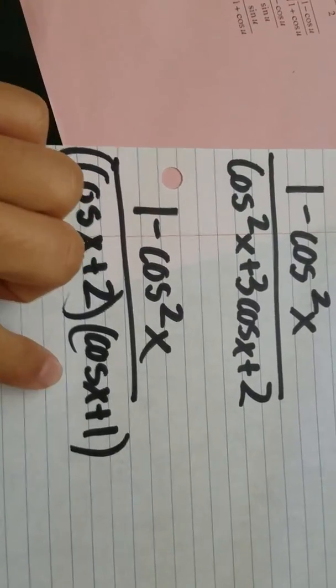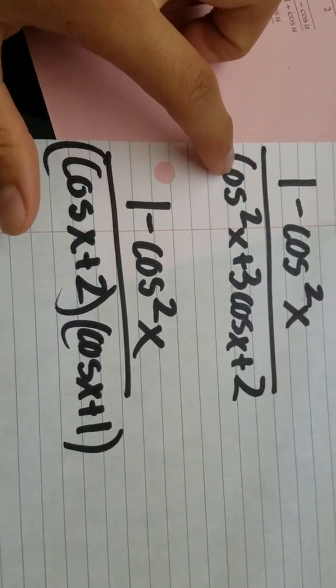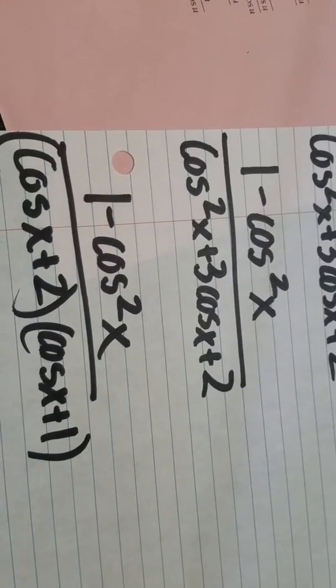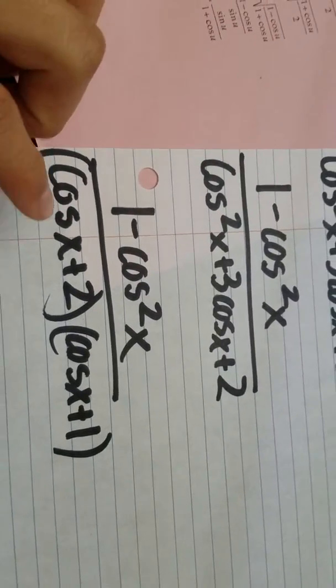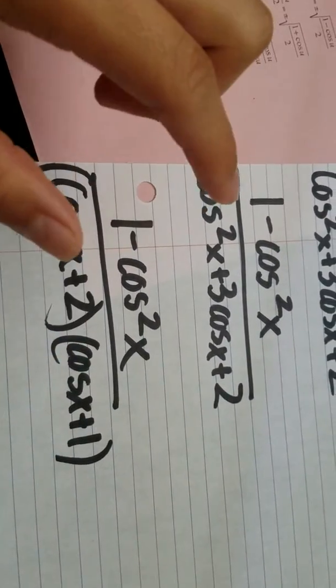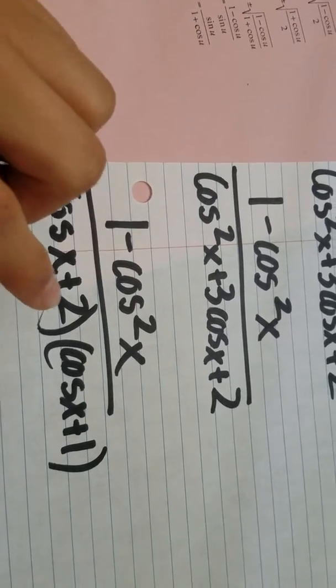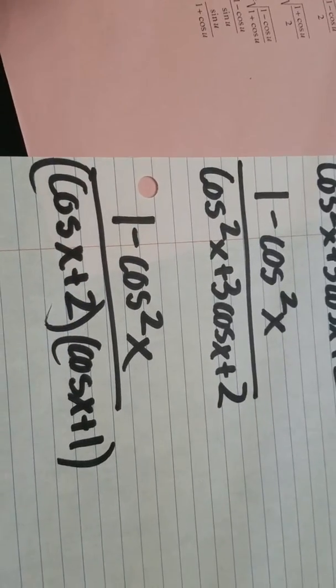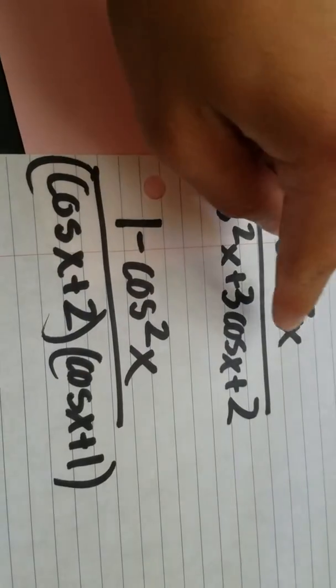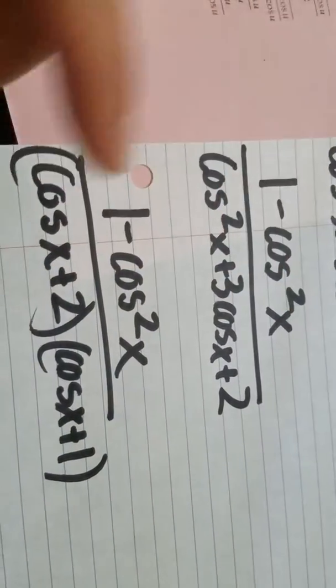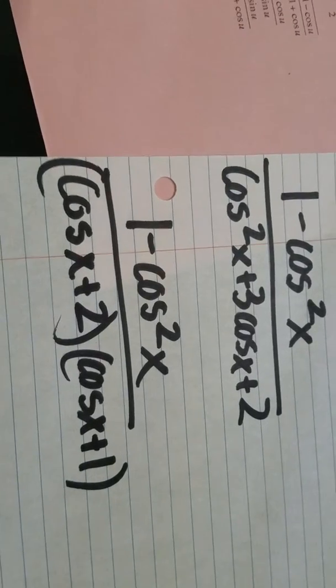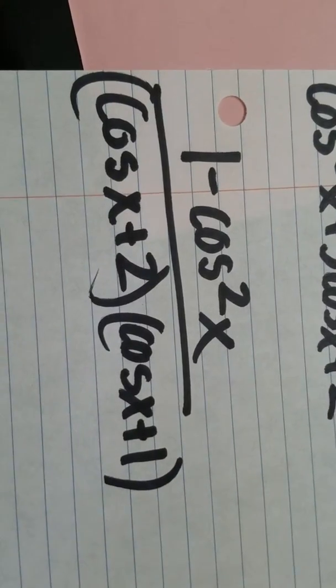Cosine x times cosine x equals cosine squared x. Cosine x times 1 equals, well, cosine x. 2 times cosine x equals 2 cosine x. Well, when you add those up, that gives you 3 cosine x. And then simply, last but not least, 2 times 1 is 2. So, in fact, it is factorable.